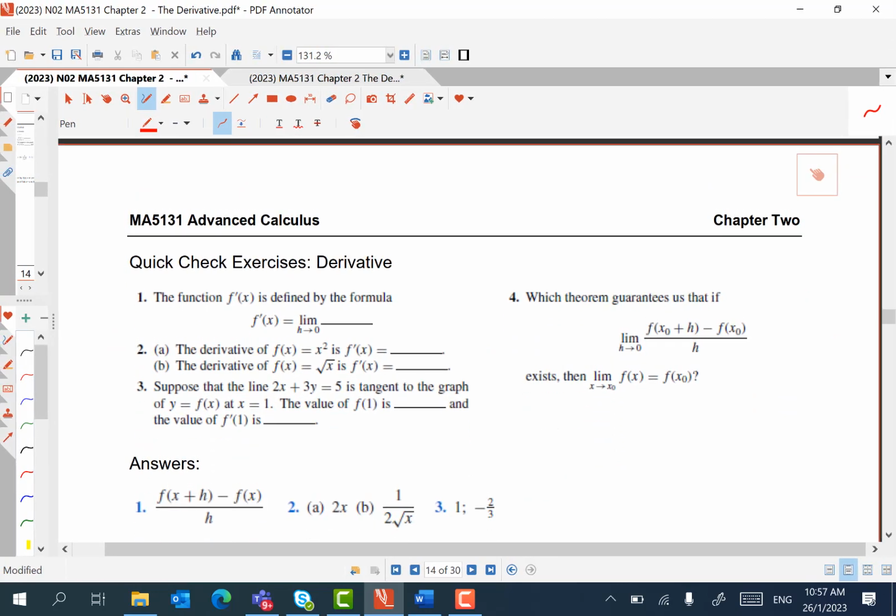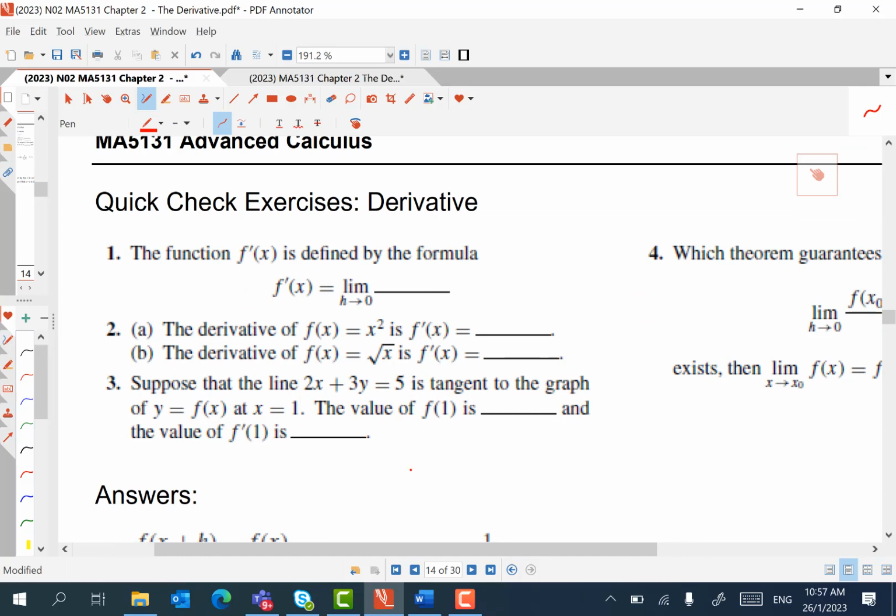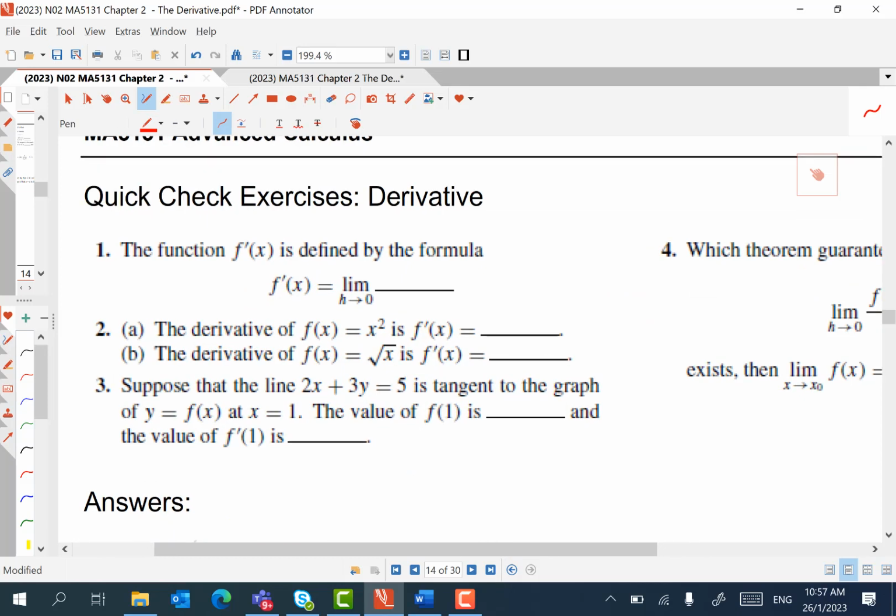Okay, let's do our QCE, quick check exercises. Everybody must be able to do number 1. If you are able to do number 1, it means you have learned a lot in this chapter. You know what is going on. So give yourself 30 seconds to pen it down, and I'm going to write down as well. Then we can compare to see if we have the same thing.